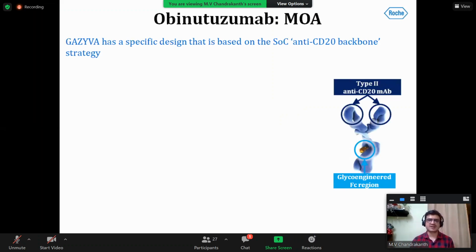Obinutuzumab is a humanized monoclonal antibody which is anti-CD20. We call it B selective and B effective, and the brand name is Gazyva. It is a specific design based on the standard of care anti-CD20 backbone strategy. CD20 is expressed on diffuse large B-cell lymphomas, and on chronic lymphoproliferative disorders, including CLL and other CLPDs like follicular lymphoma, and so on.